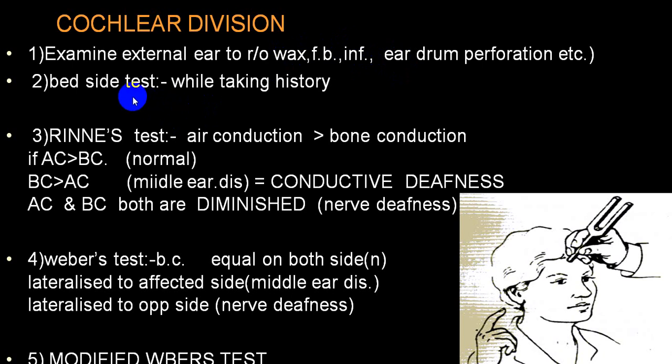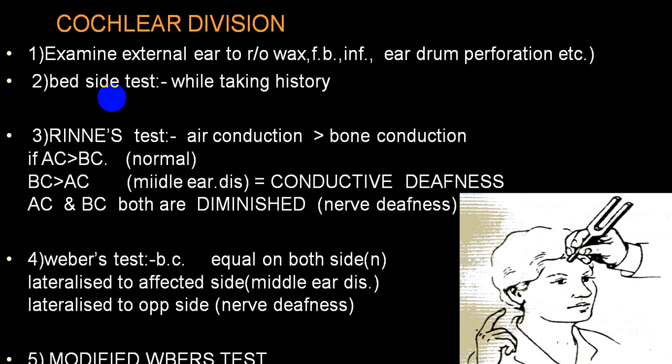While you are taking a history, when you are talking sitting on one side or standing on one side, if the person is finding some hearing disturbance, and when you go to the opposite side the person is able to hear nicely, that is a very simple mechanism by which you can find out hearing defects.